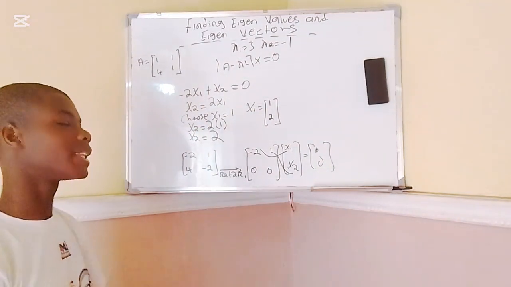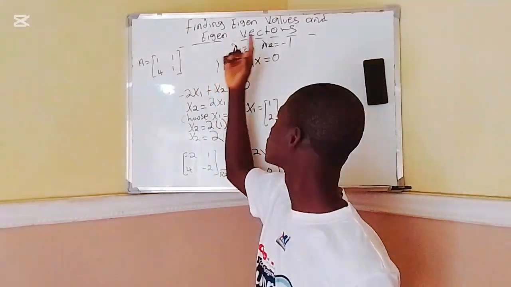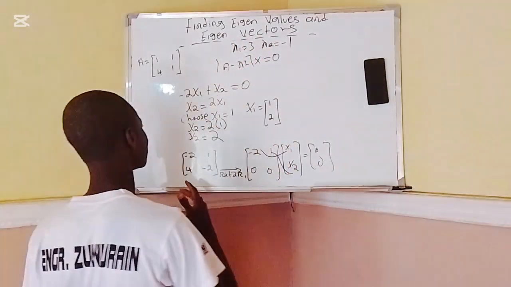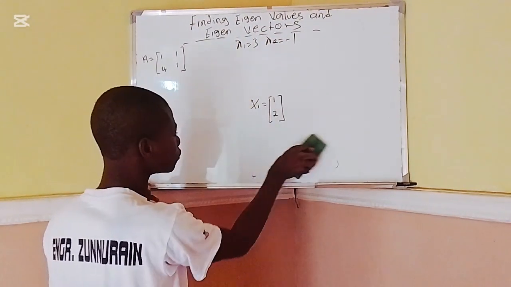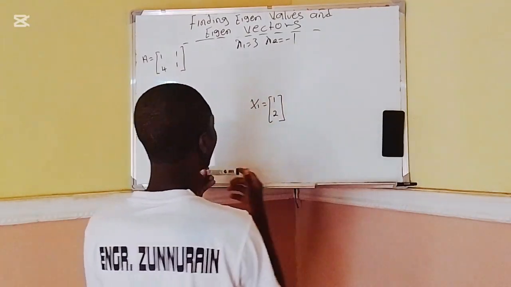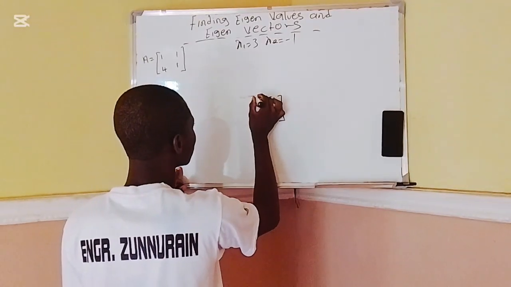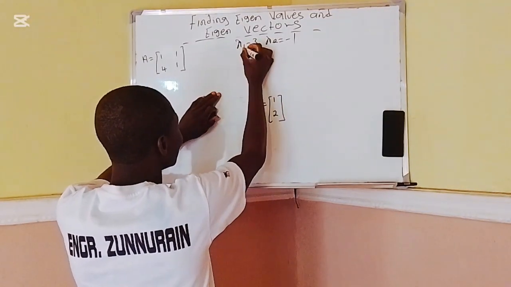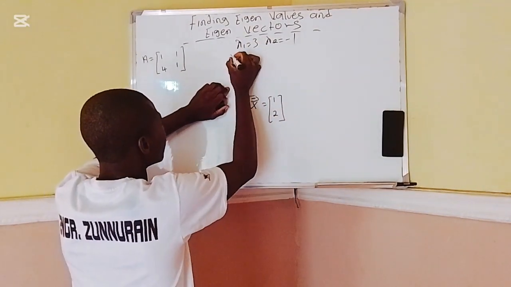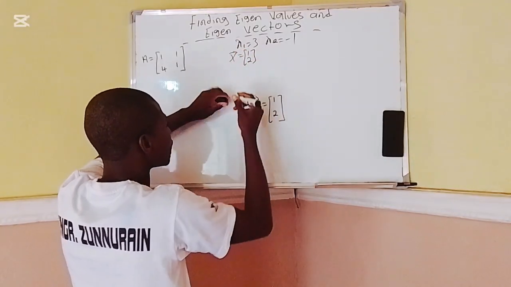So therefore this is for lambda equal to 3. So let's see if lambda is equal to what? It is equal to negative 1. So therefore the value of x, okay, sorry, the eigenvector for lambda 3, it will be equal to what? 1 and what? And 2.